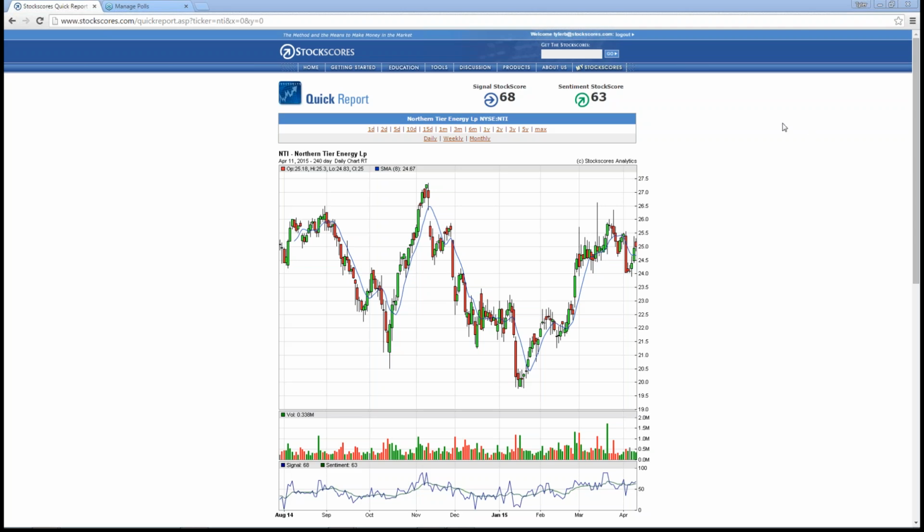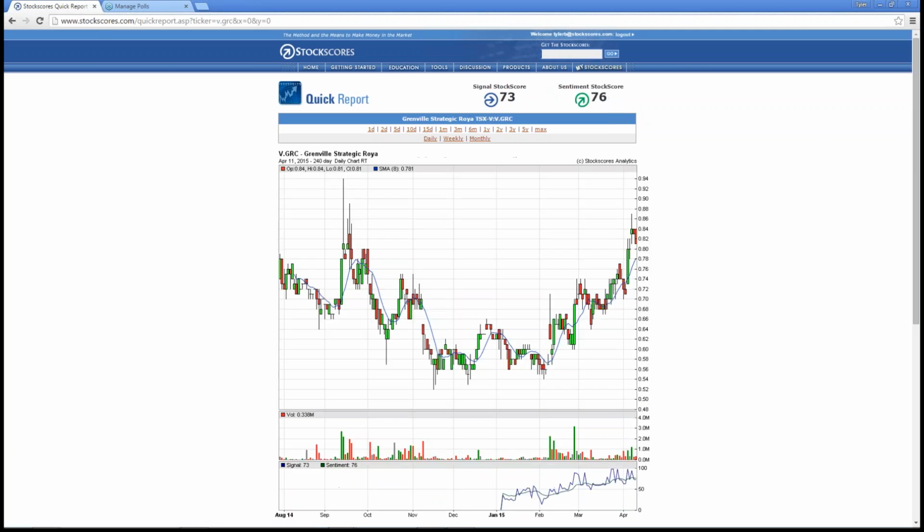Let's do V.GRC. Hopefully by now you're seeing that this isn't really that hard. You just look for inflection points. So where's the inflection point in this one? 70 cents. That's the last point where it stopped going down and started going up. You can pull up any stock. Let's pull up a couple more here.